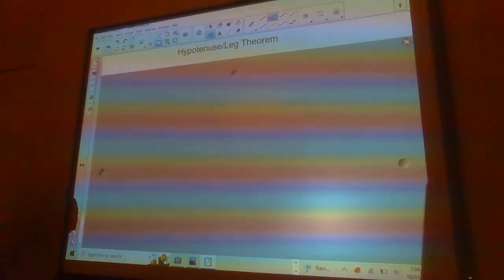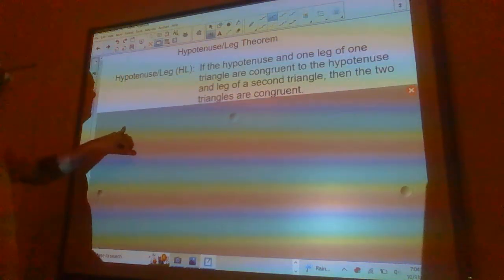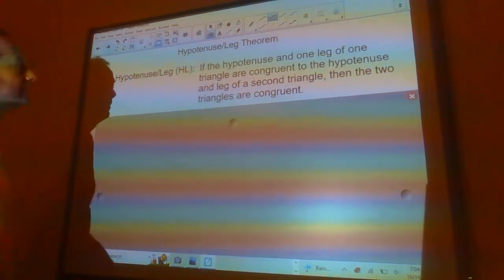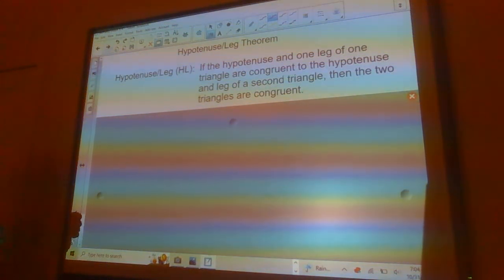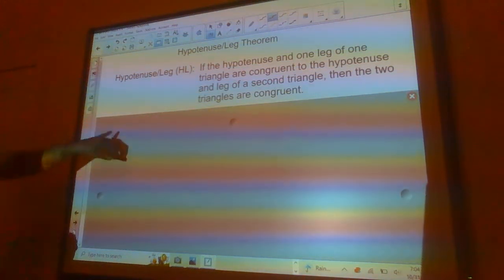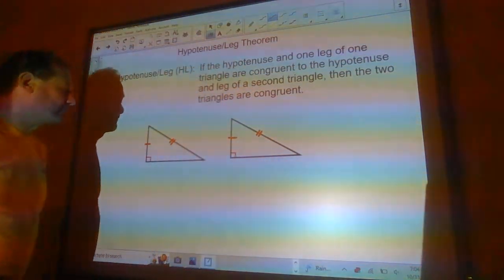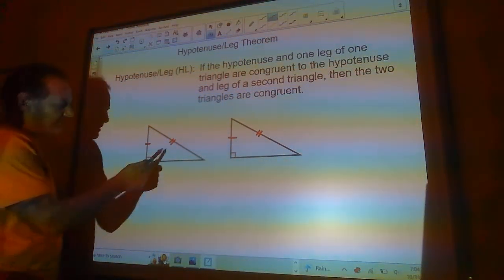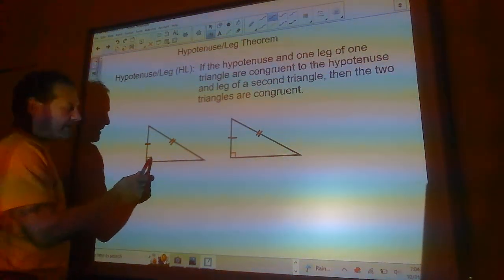All right, hypotenuse leg theorem. This is another shortcut, sometimes called HL. If the hypotenuse and one leg of a right triangle are congruent to the hypotenuse and leg of a second right triangle, then the two triangles must be congruent. So here's the situation. I've got a hypotenuse and a hypotenuse, a leg and a leg, and a 90-degree angle.